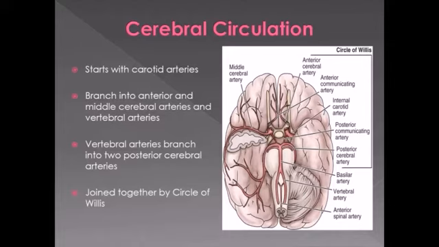Those carotid arteries come up and branch into the anterior and middle cerebral arteries and then into the vertebral arteries. Those vertebral arteries then branch into two posterior cerebral arteries. And all of this is joined together by the circle of Willis. So it's important to kind of understand the basic circulatory structure because if there's a blockage or there's a bleed, there's a problem in an area, the rest of the circulation has to kind of pick up the slack. And sometimes it can't. There are certain areas that are fed by a specific vessel.